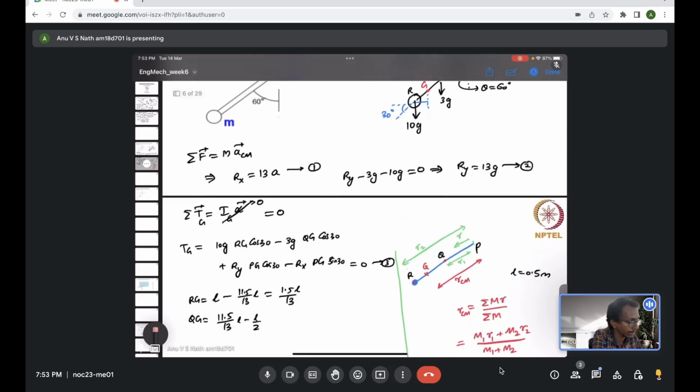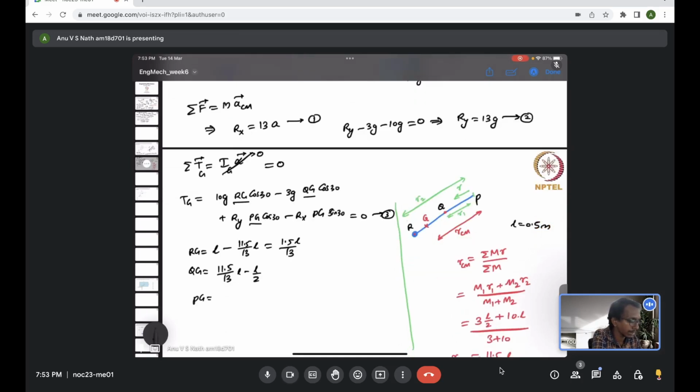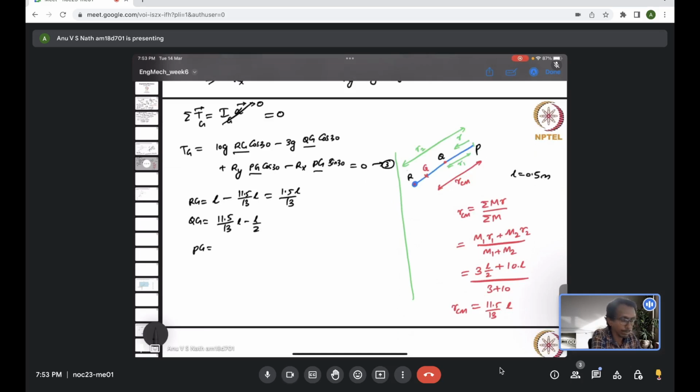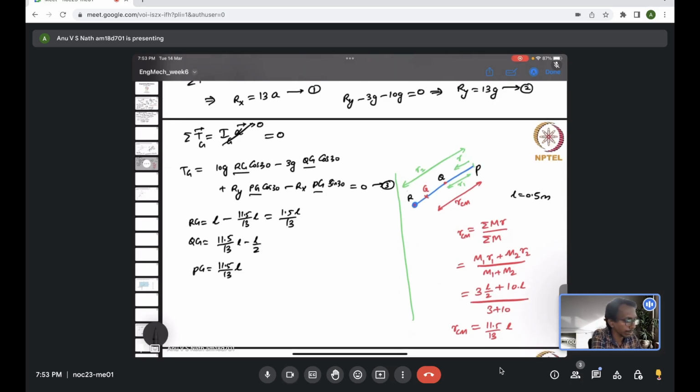Now come back. So we have RG to be known, QG is to be known. Now PG, that is the distance of the point P measured from G. Now you know we are measuring the distance to G exactly from P, the center of mass location we already evaluated, which is 11.5 by 13 times L. We don't need to subtract anything, we are directly getting that. So these quantities you can evaluate and substitute back to equation 3, where all other quantities are known except Ry, Rx. So 2 unknowns are there.